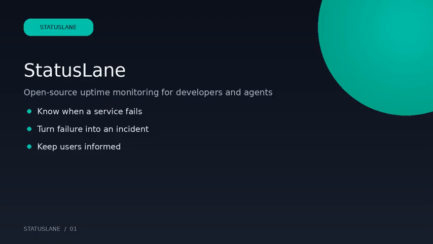Then use status lane to make the result visible and repeatable. Turn failure into an incident. Finally, keep the workflow simple enough to run on every release. Keep users informed. This is how a small check becomes a reliable operating habit for your product and your users.